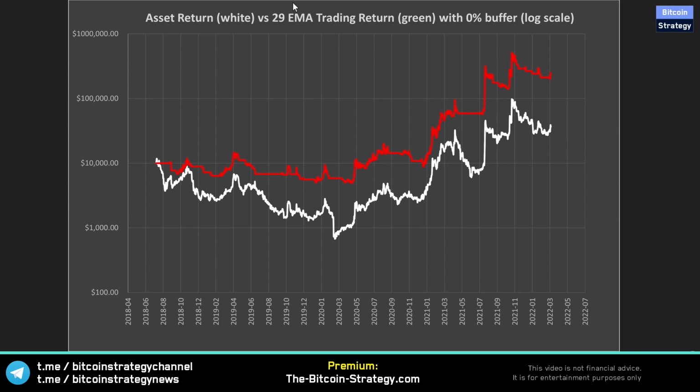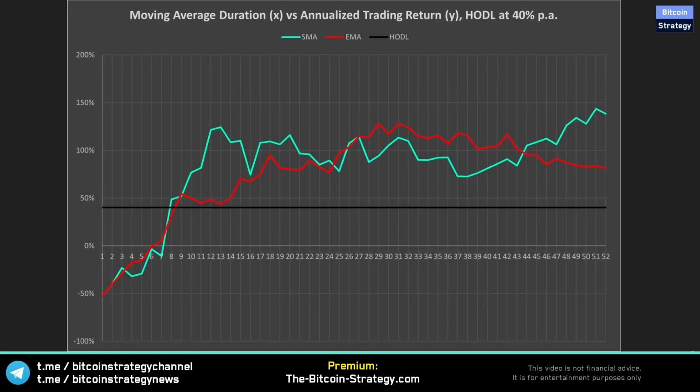Now, why did I take the 29-day exponential moving average? Why not the 20-day simple moving average or the 5-day exponential moving average? That's because I've run a simulation of buying and selling. So look at this. This is a very interesting result.